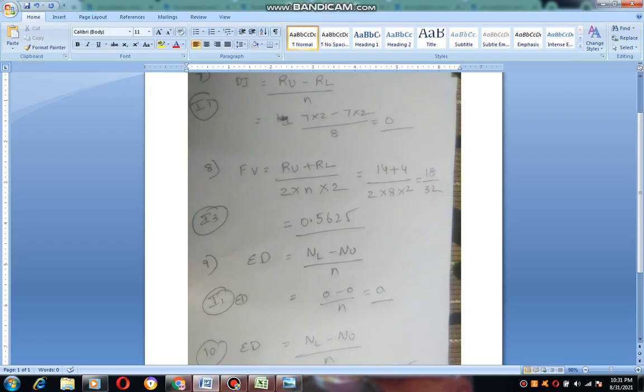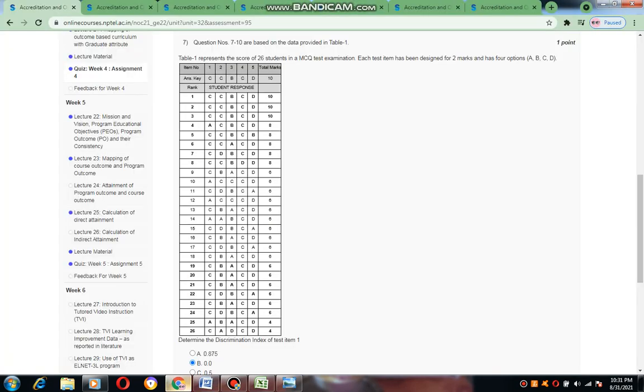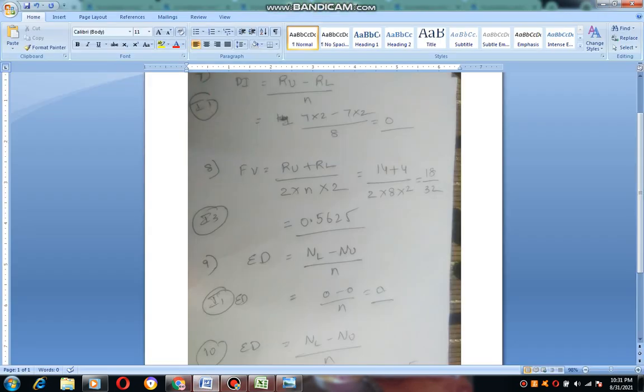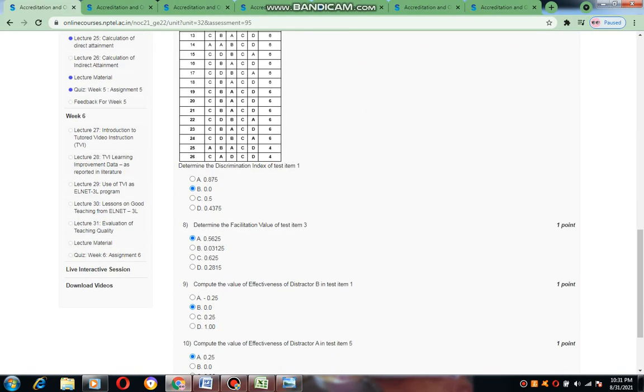So upper is 14 plus lower. What is the lower? Now coming to the lower, calculate the correct answers only. B is the correct answer. Only two answers are there, 1 and 2. So 2 into 2 is 4. So 14 plus 4 divided by 2 into group size, which is 8. Each group contains 8 tuples. So 2 into 8 into 2 is 32, and 18 by 32 is 0.5625. So this one is the answer.